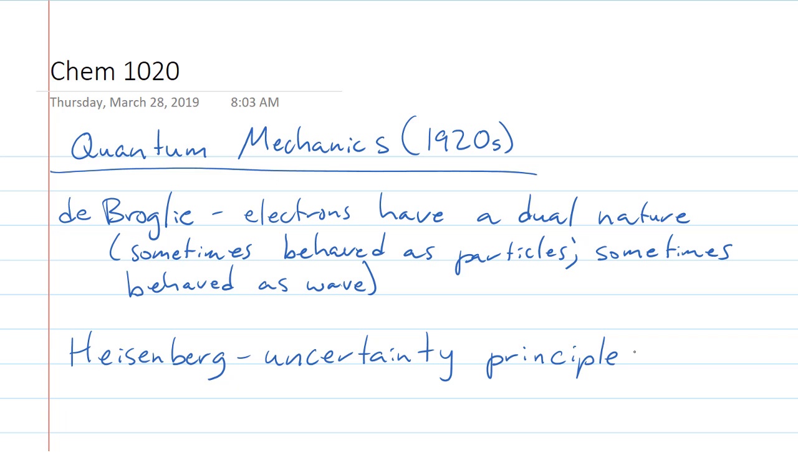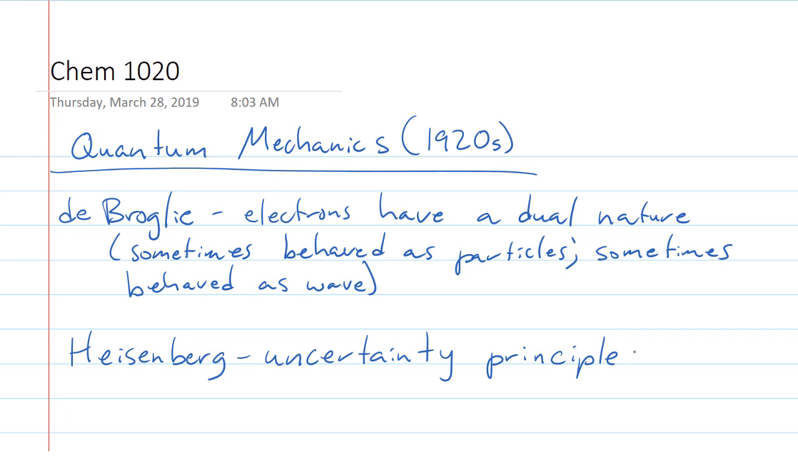But the uncertainty principle that was developed by Werner Heisenberg in the 1920s went something like this. There was some mathematics that came about, and what it showed is that it was impossible to simultaneously predict the speed and the location of an electron. That's what the uncertainty principle says. It was impossible to simultaneously determine the speed and the location of the electron in an atom.